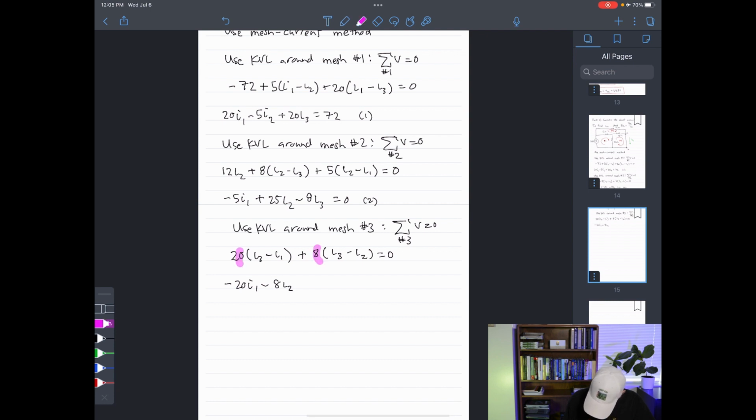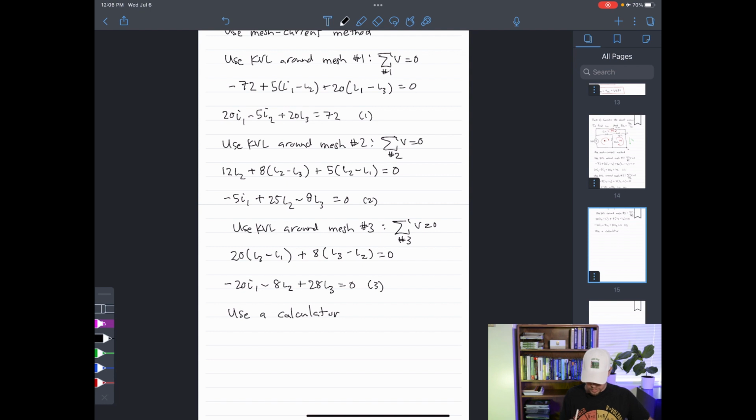To solve this as a system of equations, the equations I'm plugging into my calculator are equations 1, 2, and 3, and I've put them into standard form so that it simplifies putting it into the calculator. I will get a value for I1, a value for I2, a value for I3, and then we'll go back to see how that compares to the mesh currents. So here, I'm going to solve using my system of equations calculator.